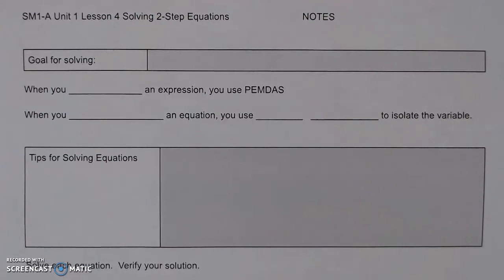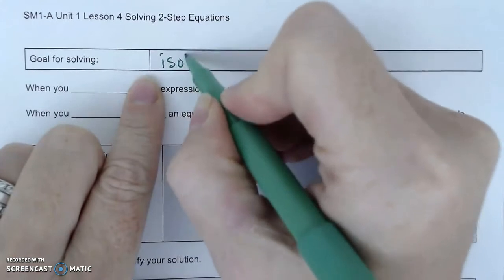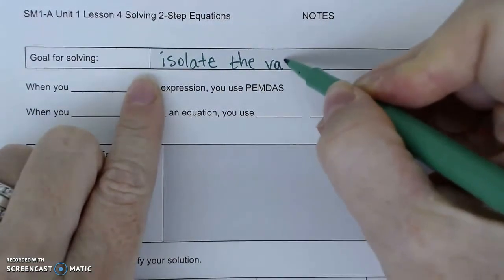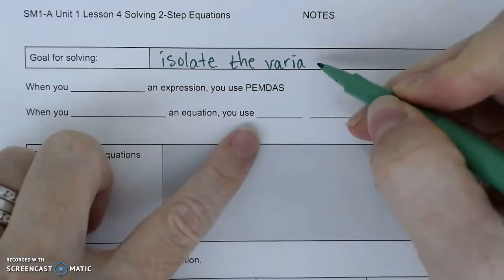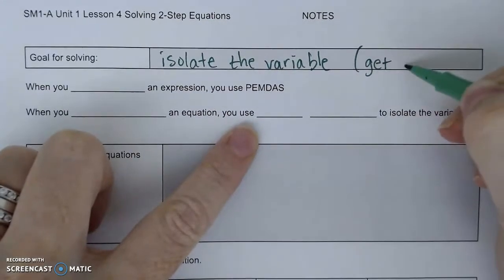Okay, so let's talk about Unit 1, Lesson 4, which is solving two-step equations. Your goal for solving an equation is to isolate the variable. So you want to get x, y, whatever the variable is, alone. So get it alone.